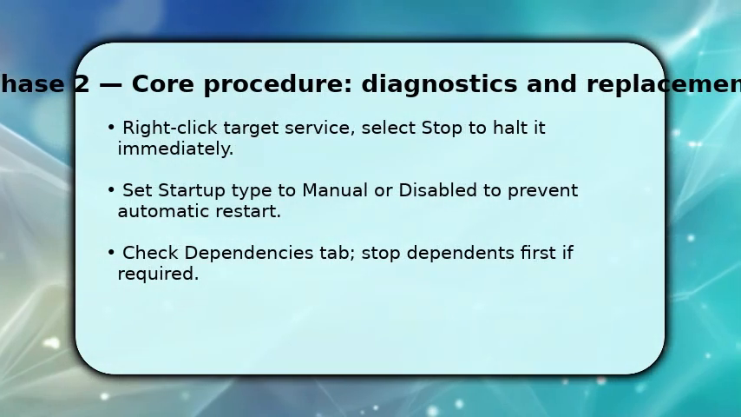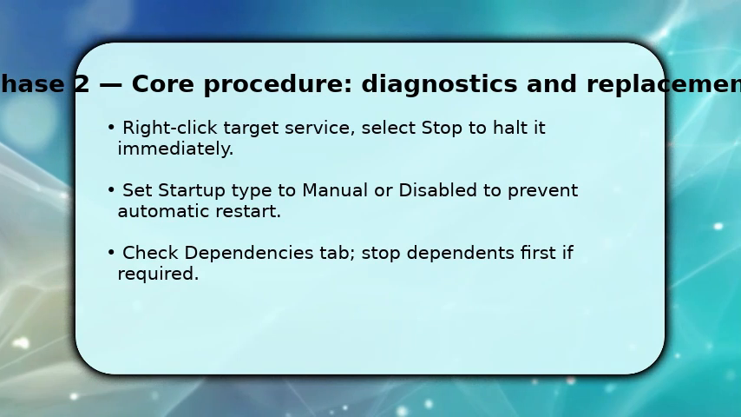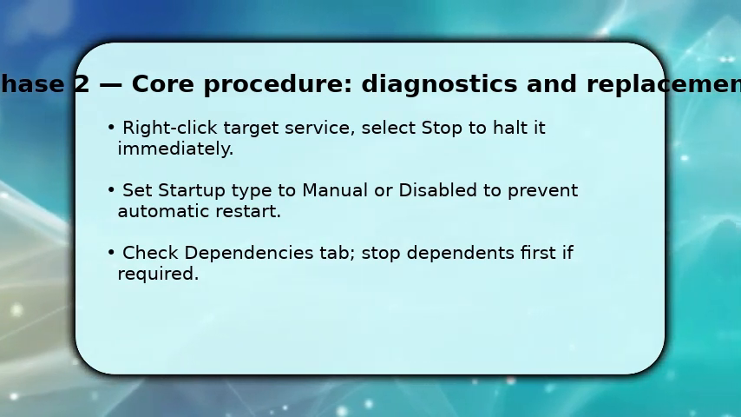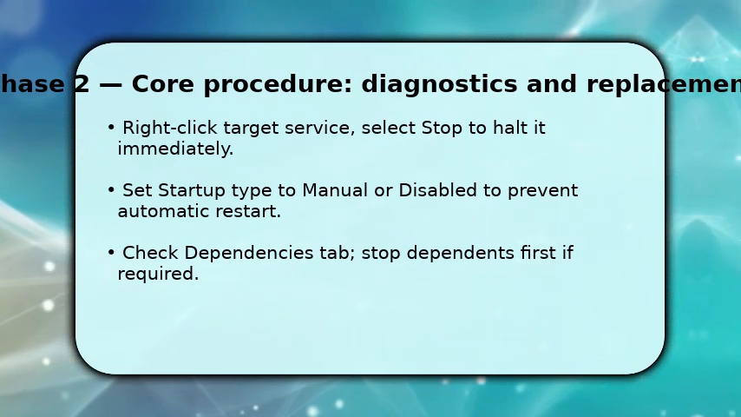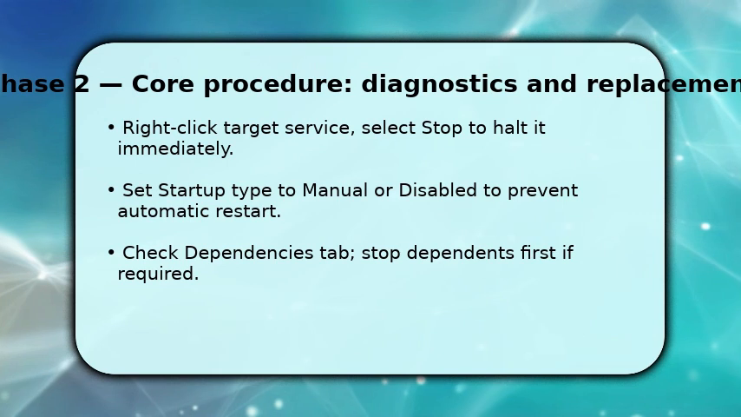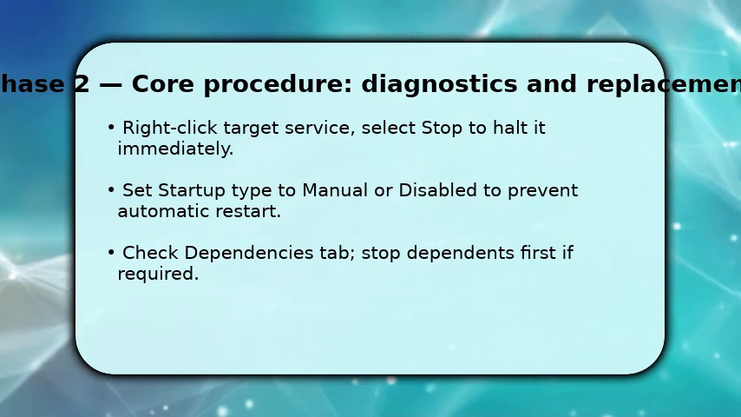You now stop the service and prevent it from restarting automatically. Right-click the service and choose Stop. That halts it immediately. Then open Properties and change Startup Type to Manual or Disabled depending on whether you might need it later. Manual lets you start it when necessary.